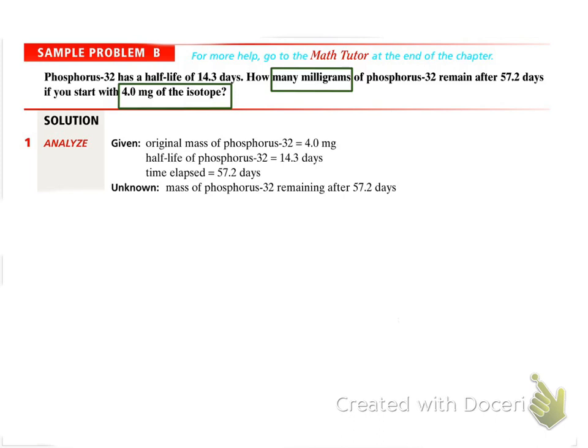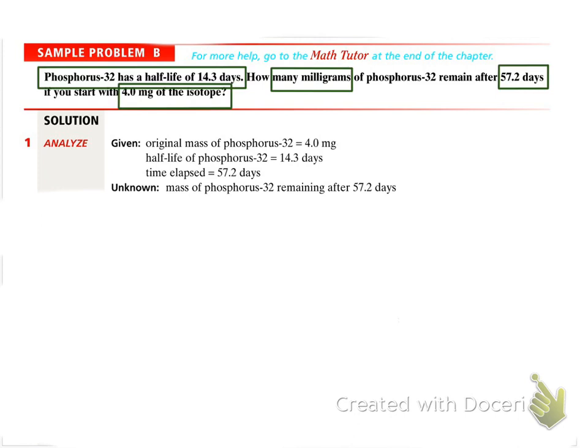We're also given the fact that phosphorus-32 has a half-life of about 14.3 days. So every 14.3 days, half the amount of the sample remains. So if I wait 57.2 days, I have to first compute how many half-lives that is, and that's pretty easy. You go 57.2 divided by 14.3 to figure out the number of half-lives, and then multiply by the initial mass given, and you're good to go.